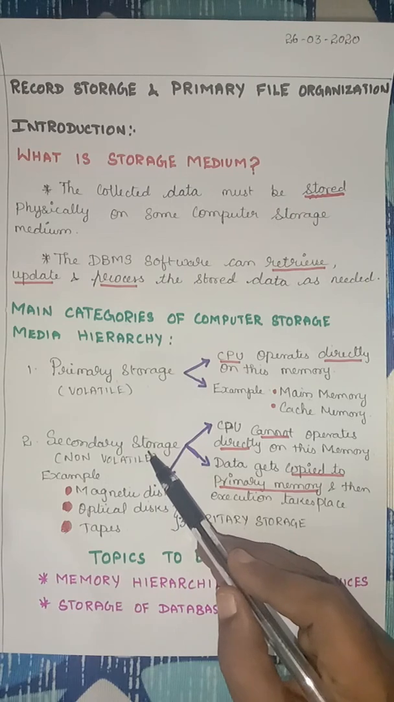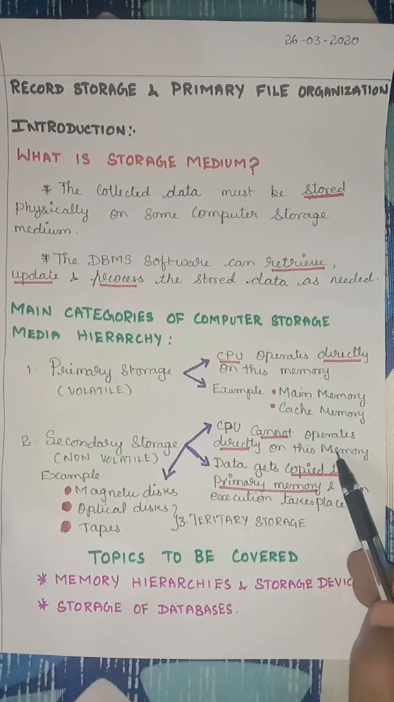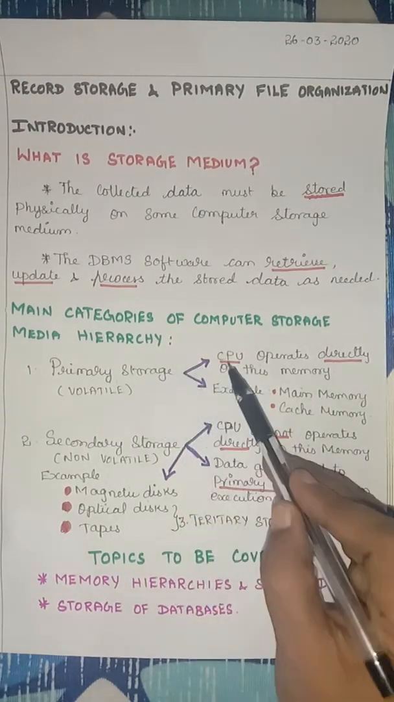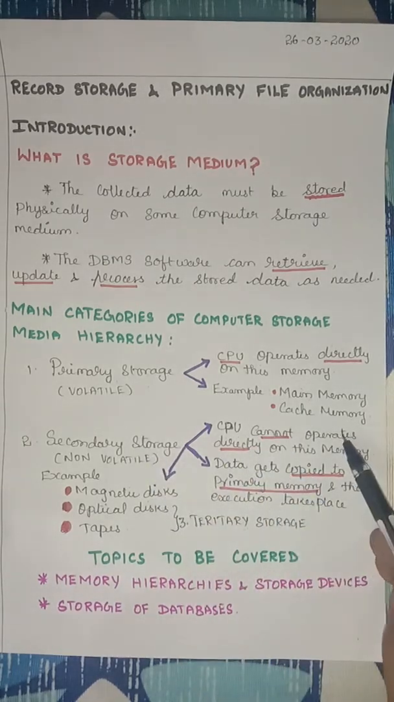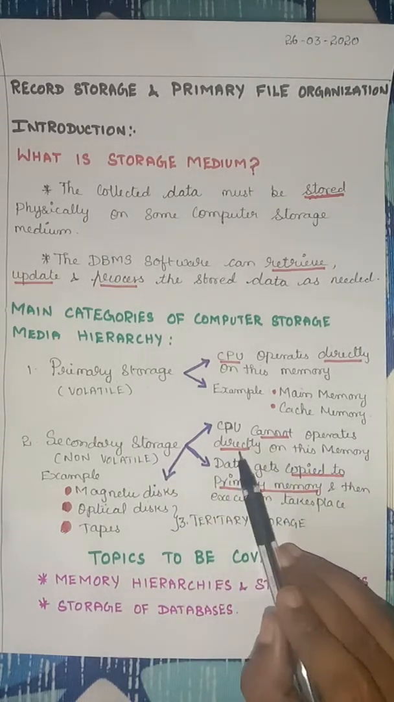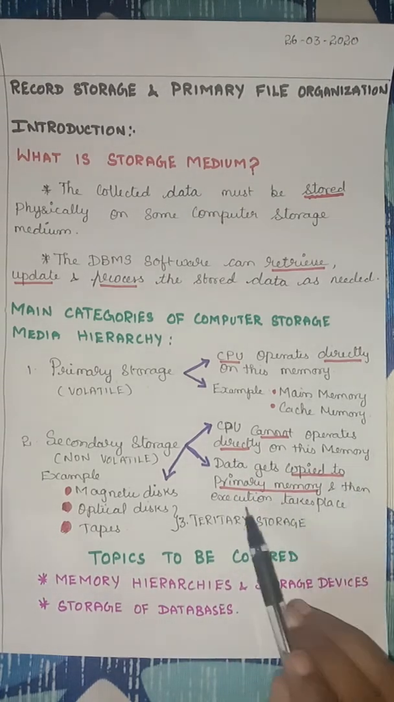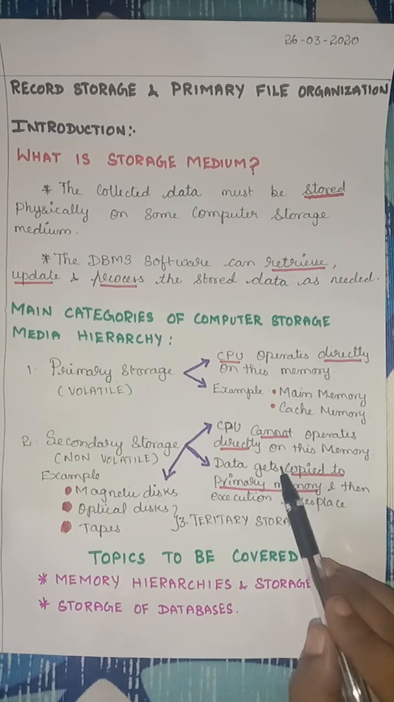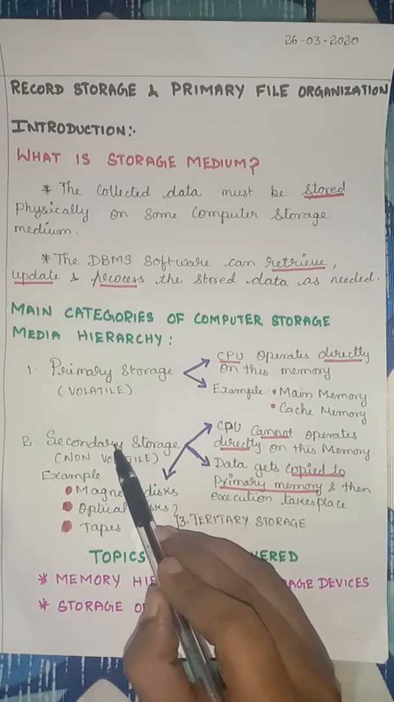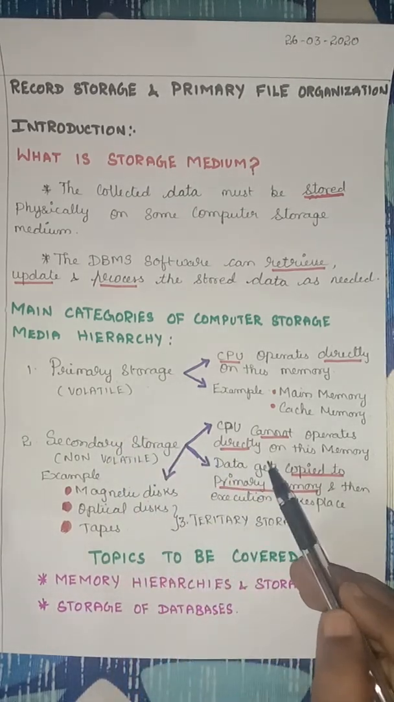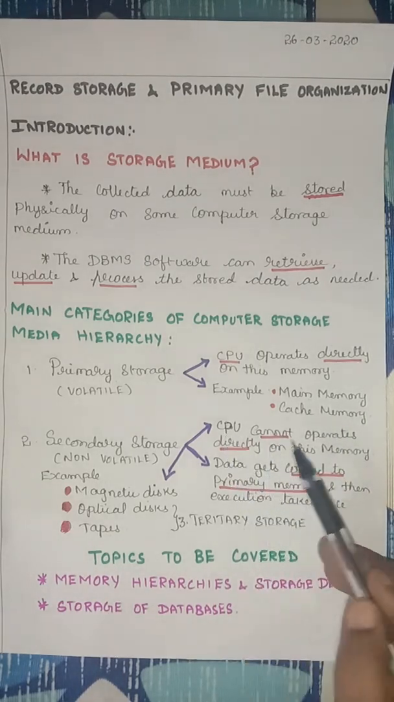Next, we'll come to the secondary storage. What is secondary storage? The CPU cannot operate directly on this memory. But in the case of primary storage, the CPU operates directly on the memory. In the case of secondary storage, the CPU cannot operate directly on this memory. Then how is it operated? Data gets copied into the primary memory and then execution takes place. This is how the execution of the program happens for secondary storage. Whatever program is there in the secondary storage must be brought into the main memory, that is your primary storage. Then execution of the program takes place with the help of the CPU.